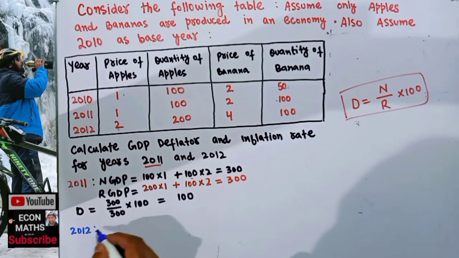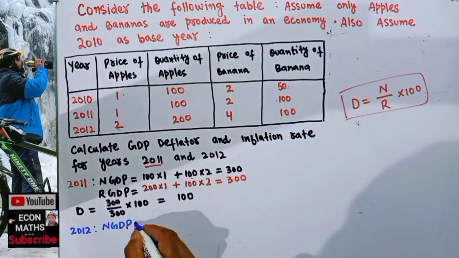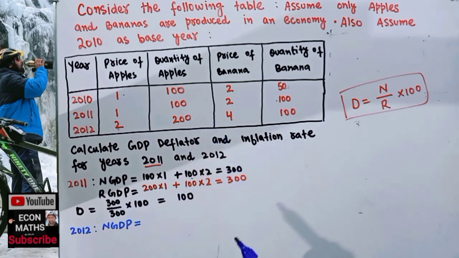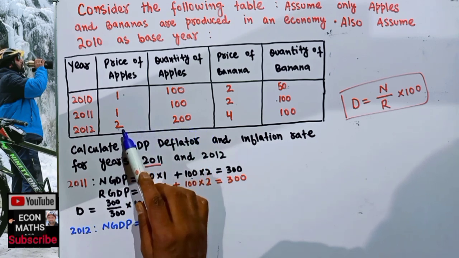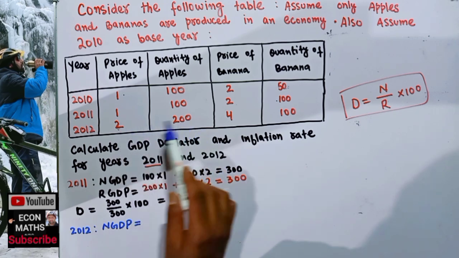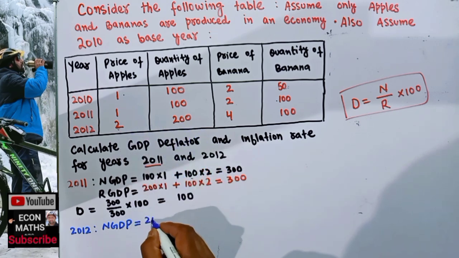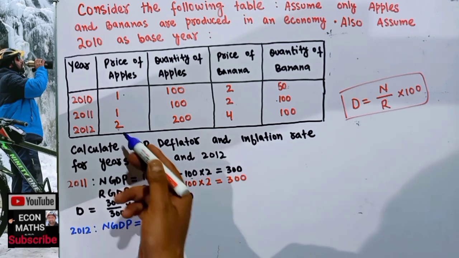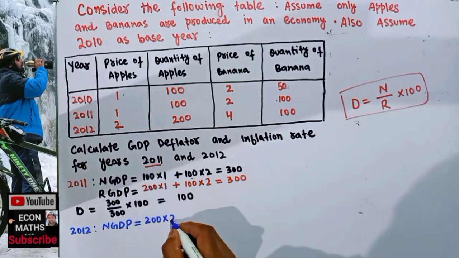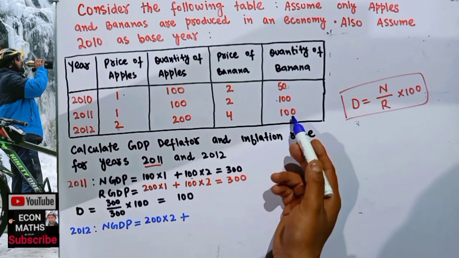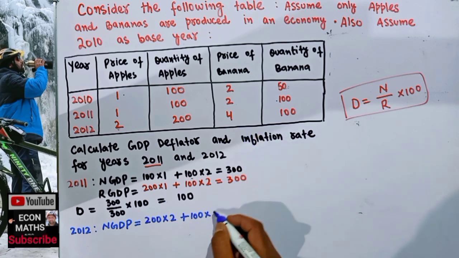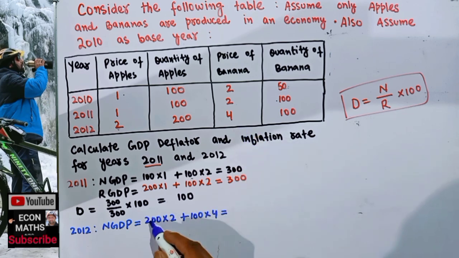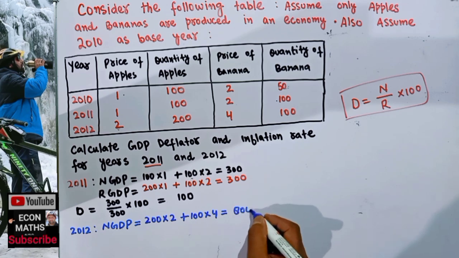Again, first we need to calculate the nominal GDP. For 2012, nominal GDP will simply be equal to current price into current quantity. So we have 200 into the price of apple in the current year, that is 2, plus the quantity of banana, 100, times the price of banana, 4. Which comes out to be 400 plus 400, which comes out to be 800.